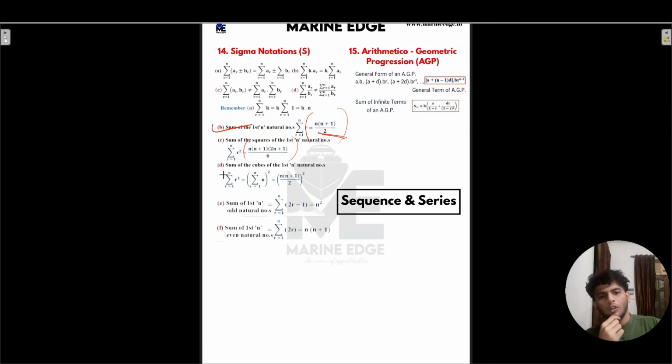will be the sum of the cubes. The sum of the first n natural odd numbers, that is the summation of 2r minus 1, equals n square. The sum of the first n natural even numbers, 2r, is equal to n into n plus 1.